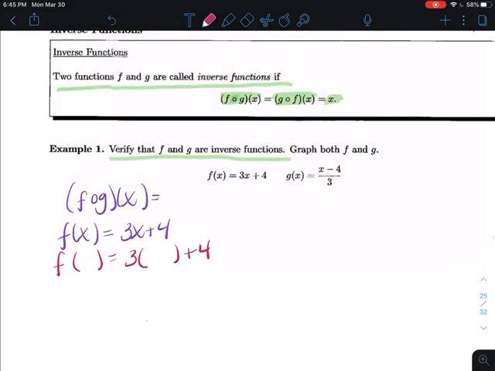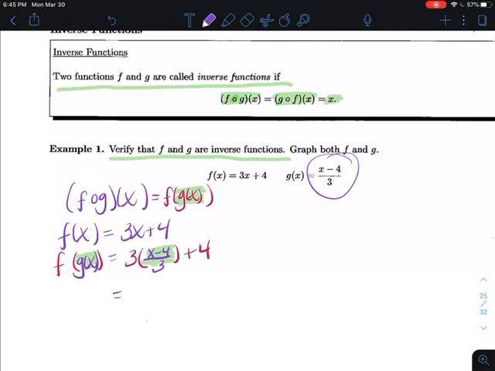Now, f of g of x written in that form is the same thing as f with g of x in parentheses. So inside your parentheses, you're going to put g of x. So that green stuff goes there. On the left side, you just write g of x. But on the right side, in the parentheses, you put down what g of x equals, which is this fraction, x minus 4 over 3.